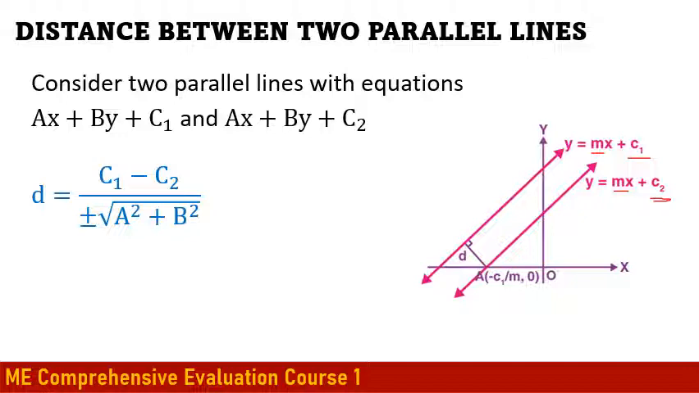So c1 is the value of the coefficient c for the first equation, and c2 is the coefficient c2 in the second equation. A and b are the same for both lines since they are parallel. We use the sign, either positive or negative, that would make the distance positive.